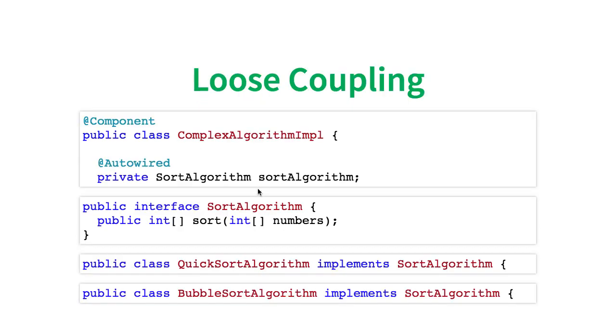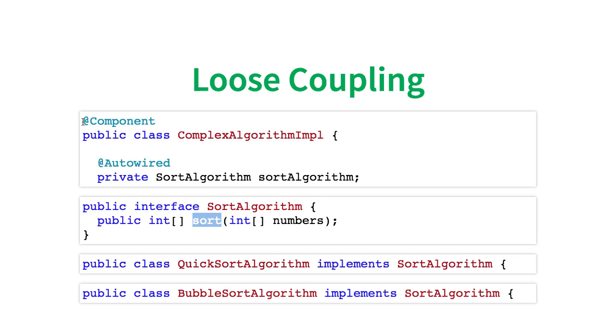A better way to implement that would be to create an interface called sort algorithm. And in the complex algorithm IMPL, we use the sort algorithm. In the complex algorithm IMPL, I am not going to tell I'm using quick sort or bubble sort. We are just saying I would want to be able to use a sort algorithm interface which has a method called sort. So I would want to use some sort algorithm. It could be quick sort, bubble sort, radix sort, or any of the other sort algorithms.